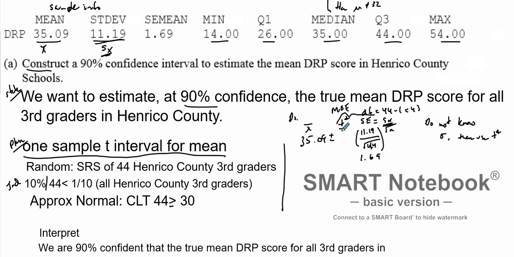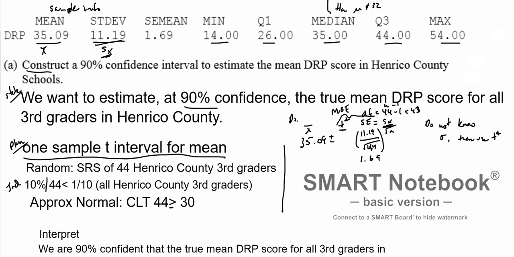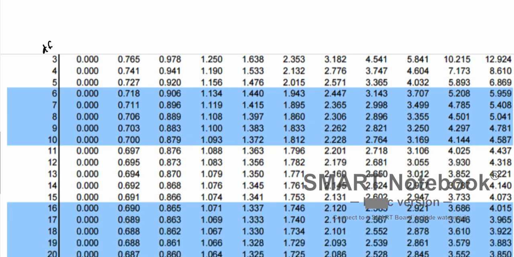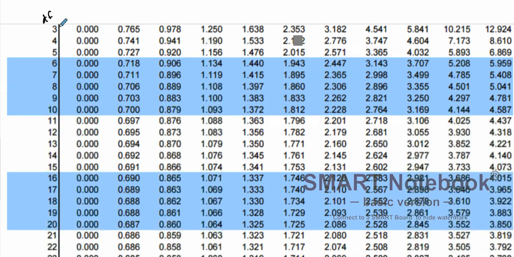Now we need to figure out our t value. Our degrees of freedom is 43, and how do we get that? We take 44, our sample size, minus 1. And so we're going to go to a t table, and we're going to go down here. And this is a t table. I don't have one, two, but these are our degrees of freedom.